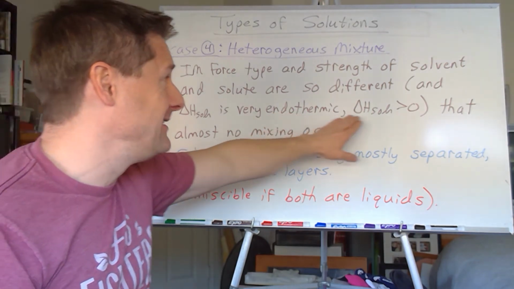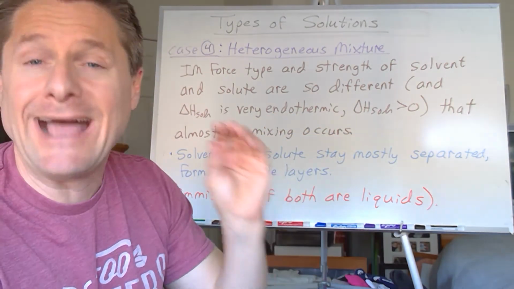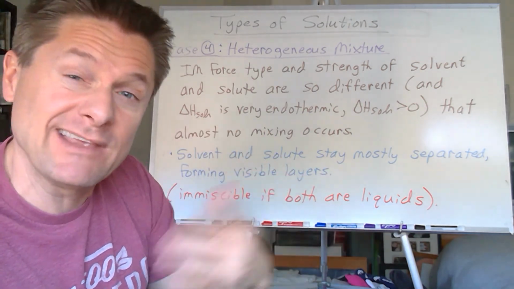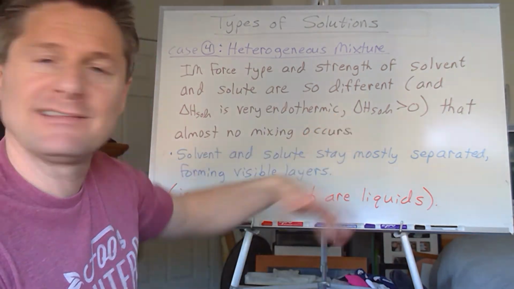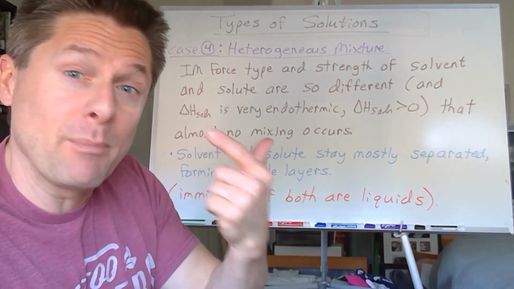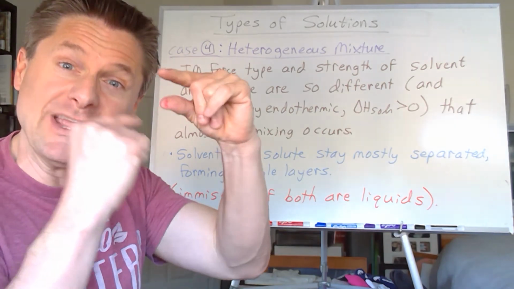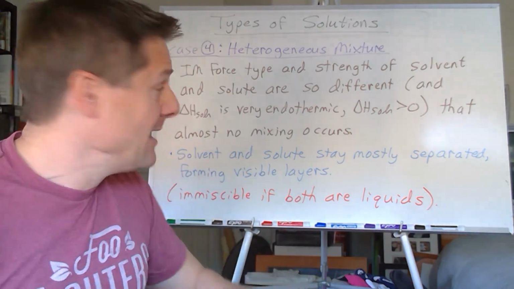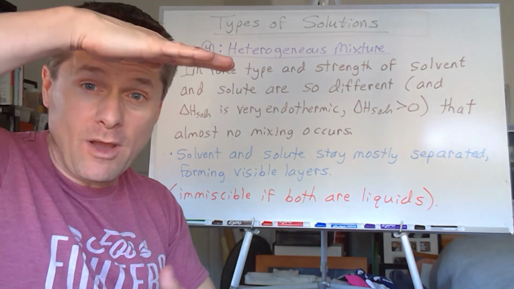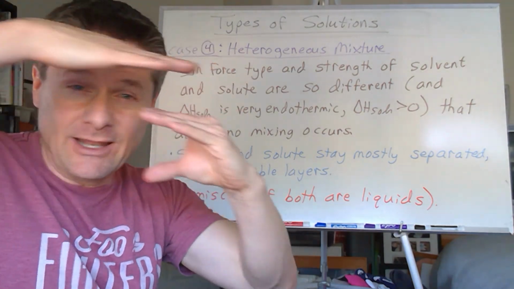In this case, the delta H solution is going to be really, really highly endothermic, right? Case 3, it was just slightly endothermic, so you get enough mixing to form a homogeneous mixture. But in this case, the mixing amount is so minute, it wouldn't be visible to our pathetic human eyeballs, and you would get two layers with a less dense layer on top. If that happens to be two liquids, like gasoline is less dense than water, so you'd see a water layer and a gasoline layer just floating on top.